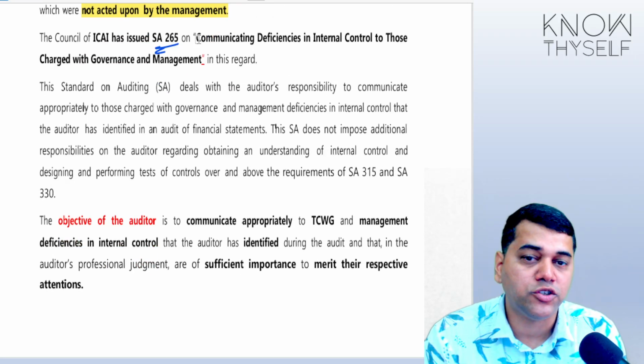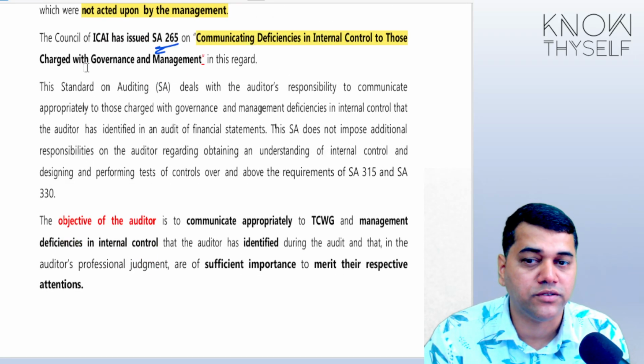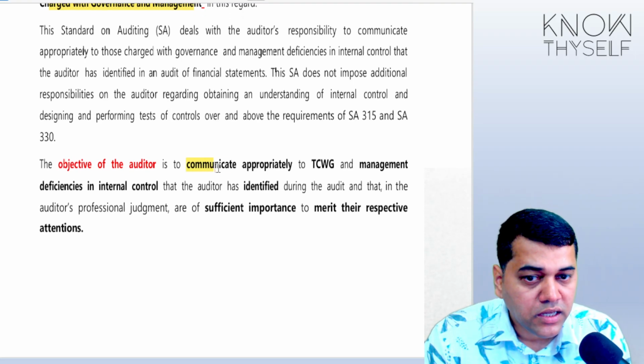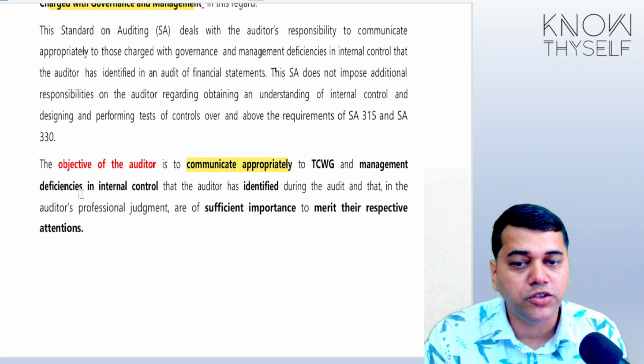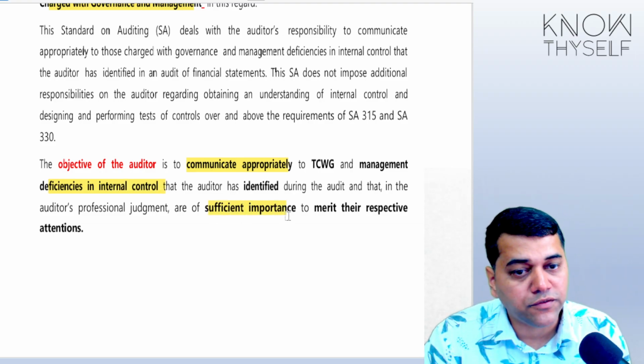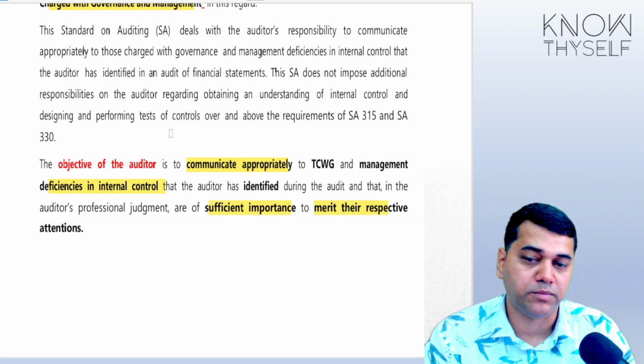That's why ICAI has issued SA 265, Communicating Deficiencies in Internal Control to TCWG and Management. And what is the objective of the auditor? To communicate appropriately to TCWG and management deficiencies in the internal control which are of sufficient merit to bring their respective actions.